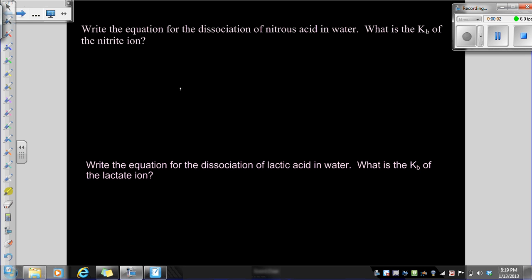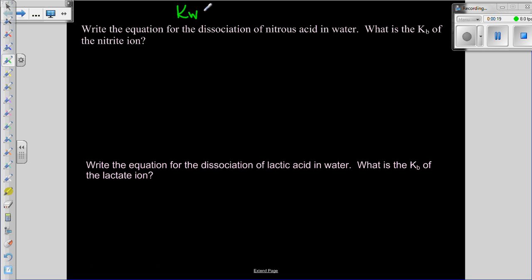This video is going to show you how to go from Ka to Kb, and then maybe I ought to do one where we go from Kb to Ka. So to do this, you need to remember the relationship between Ka and Kb, and that is that Kw equals Ka times Kb. Okay, so the first thing we're going to do is write the equation for the dissociation of the nitrous acid in water.